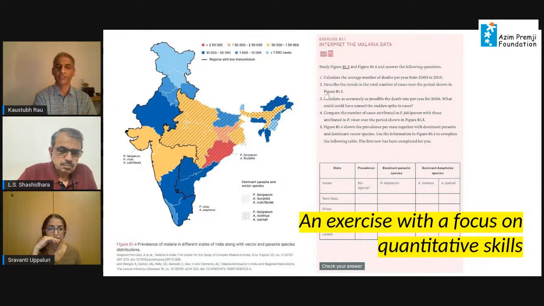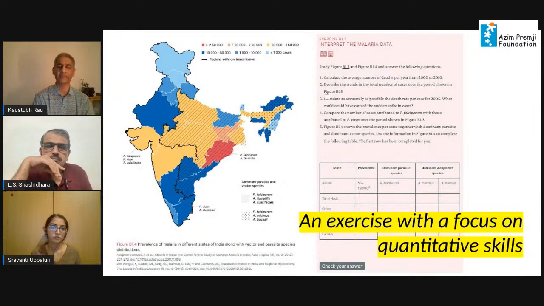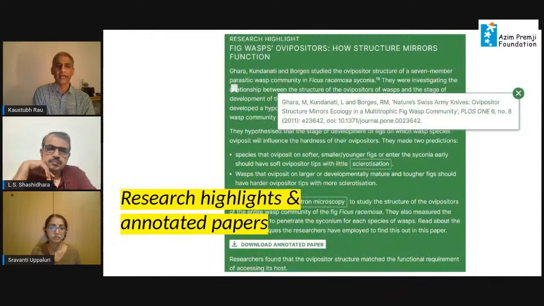So we've chosen to use quantitative exercises to allow the student to do that. So there's a lot of data interpretation, there's a lot of graph interpretation in all the different chapters. And again, the student can do this on their own, really, and see how much understanding they've gained from reading a particular chapter.